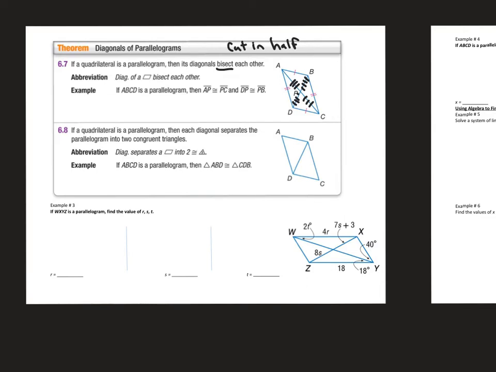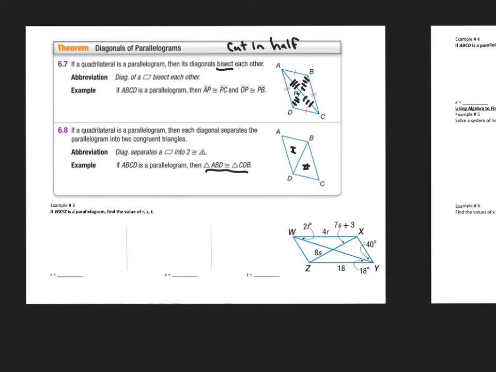And lastly, theorem 6.8: if a quadrilateral is a parallelogram, then each diagonal separates the parallelogram into two congruent triangles. So if I was to label over here triangle 1 and triangle 2, you see that triangle ABD would be congruent to triangle CDB in this congruency statement.